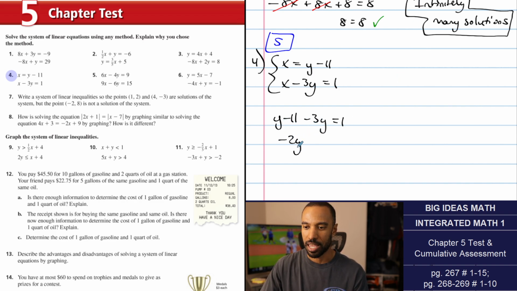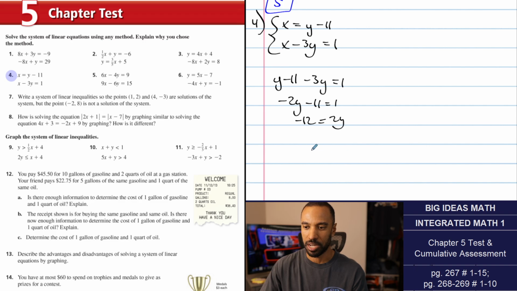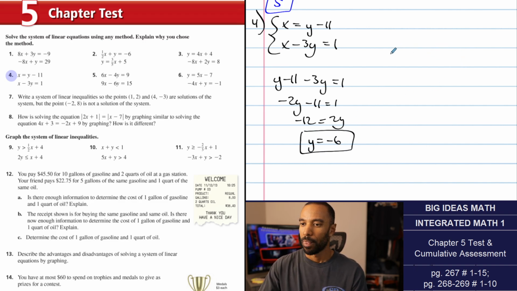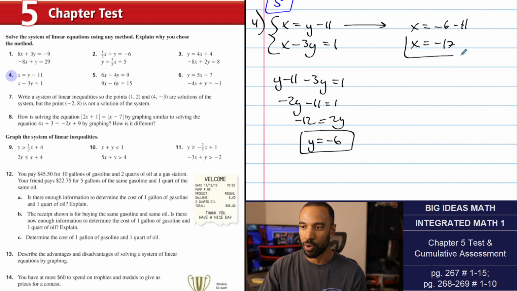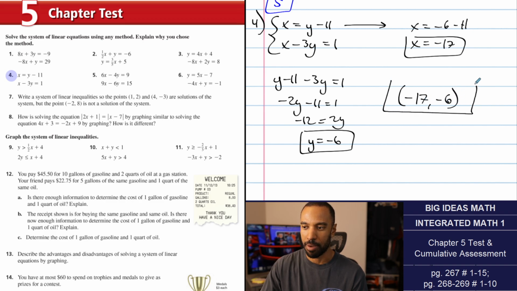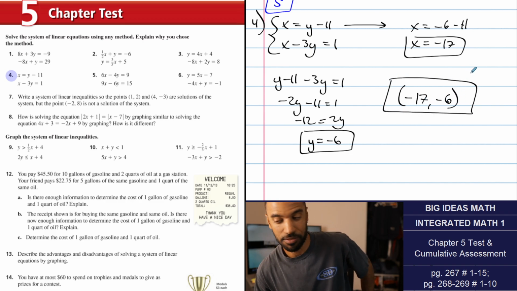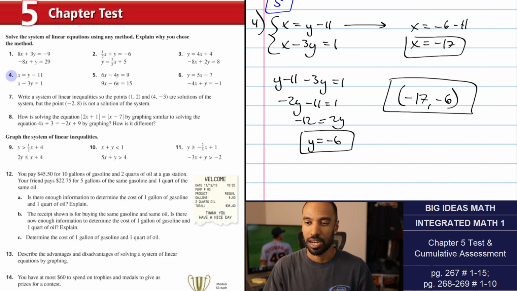y minus 3y is negative 2y. I'm going to go ahead and add 2y to both sides and subtract 1 from both sides, and I'll get y equals negative 6. Not done. We still need to find x. Right here, negative 6 minus 11, which is negative 17. I don't know if I had any want to solve this by graphing, but it's a good thing that I didn't, because this would have been outside of my window range of negative 10 to 10. So I didn't, and I shan't.